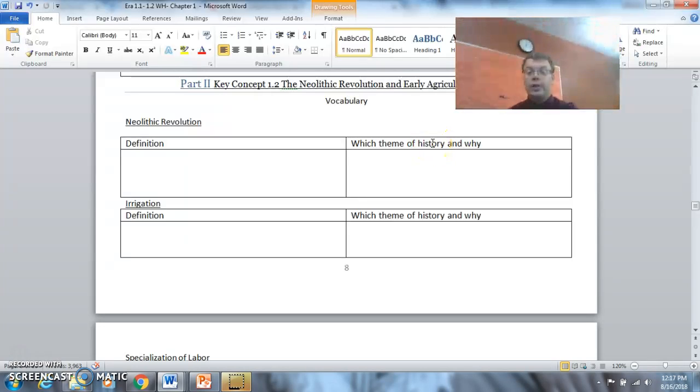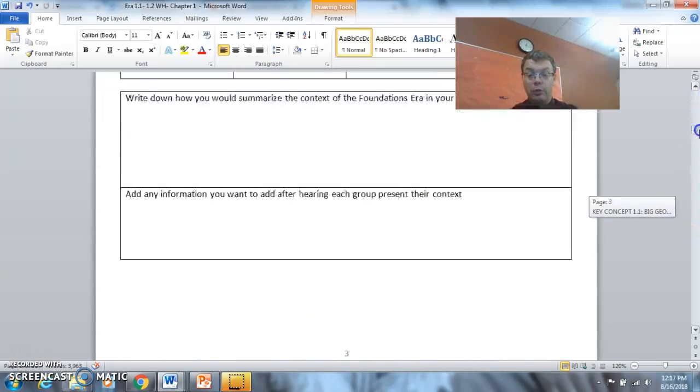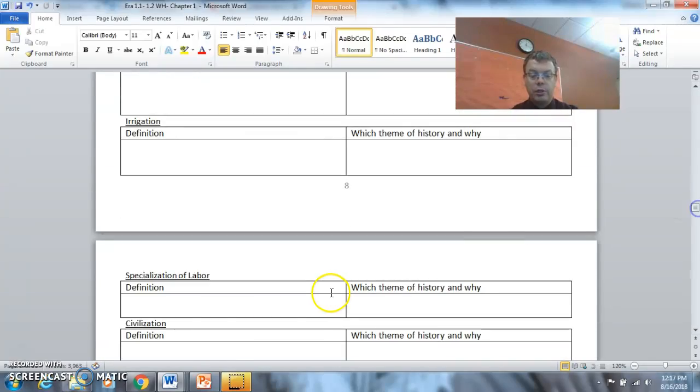Hey everyone, we're going to start our next set of vocab words. Write the definition down here. And remember your themes of history and why. Put those in there as well. And again, you can go back to the front page of your packet if you need to know where those are. So let's go ahead and get started with our first word.